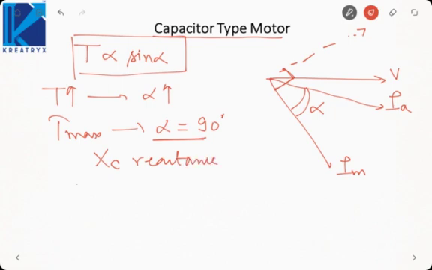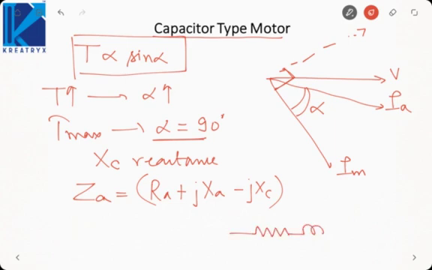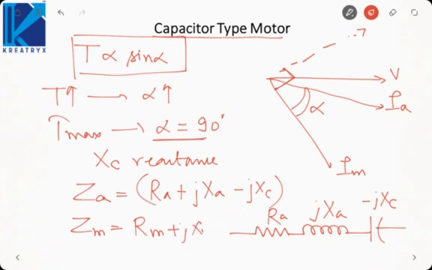So the net impedance of auxiliary winding will be Ra plus jXa minus jXc, because now auxiliary winding will be something like this. It will be Ra, jXa and minus jXc. This will be the impedance of auxiliary winding. Impedance of main will be Rm plus jXm.